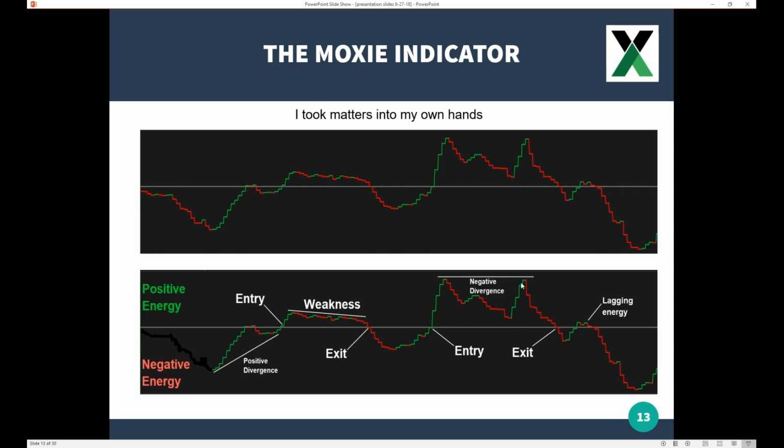And then when you have 2 double tops like that, I'm assuming that price went higher, but the indicator didn't go higher. That's negative divergence. That says that energy and momentum and velocity can't get past the previous high. And then we have our exit. And then this is our lagging energy, and I'll go explain that when I get to the examples of this.